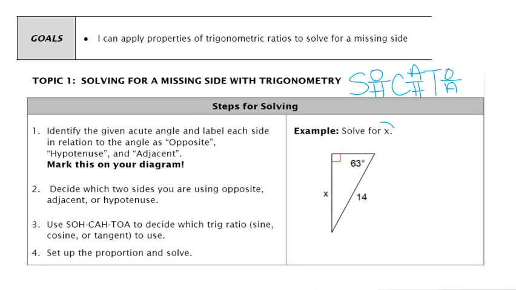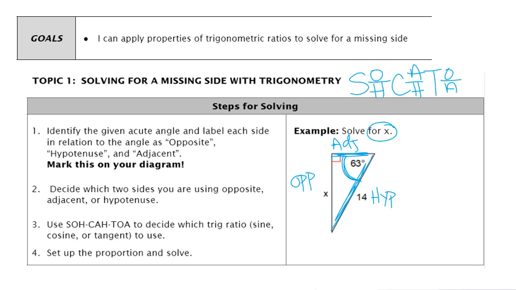The goal, though, notice, isn't just a ratio, it's solving for x. So we're first going to take the angle they gave us. In this case, they gave us 63 degrees, and we're labeling everything in relation to that 63-degree angle. So we still have our hypotenuse, our opposite, and our adjacent.